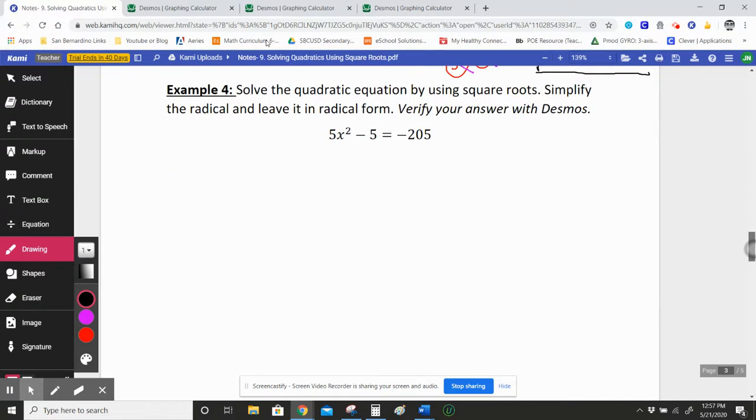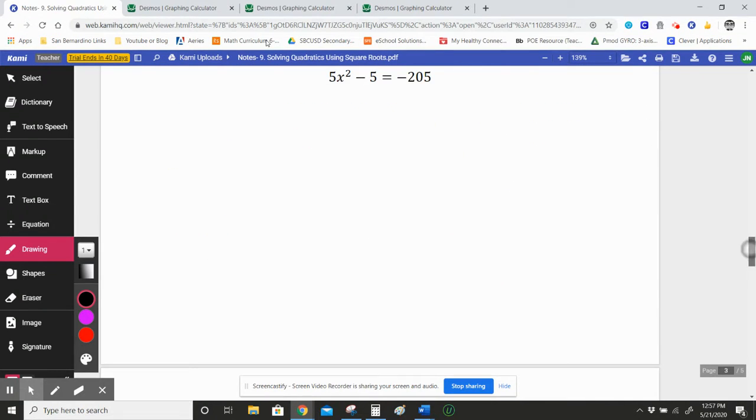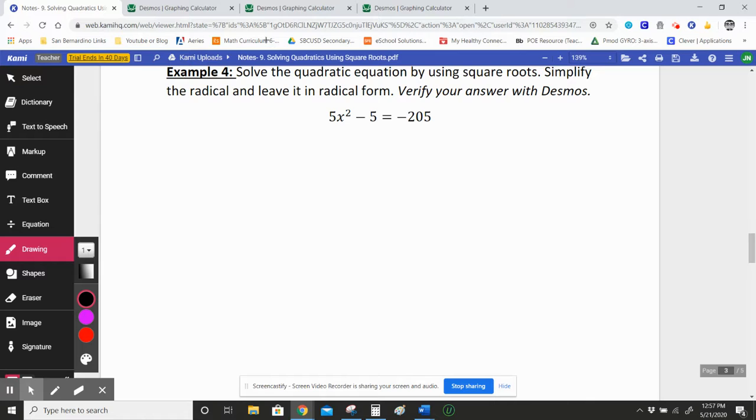Okay, 2 more, and then we are done. Or actually, I think I have this one and then a couple more, because you're going to have an additional assignment besides this one and related to examples 5 and 6. So here we go. Example number 4.